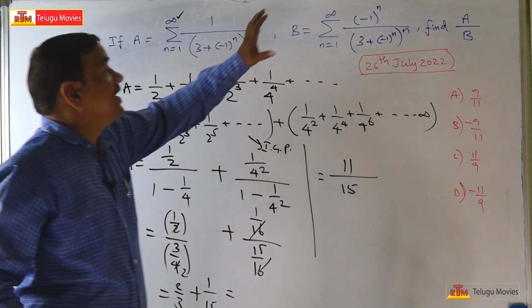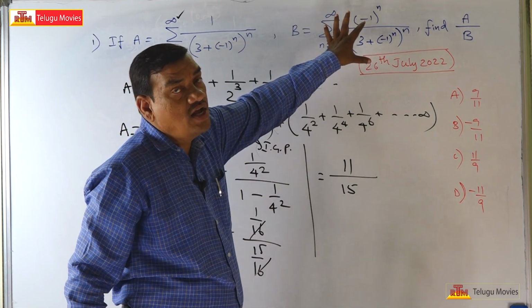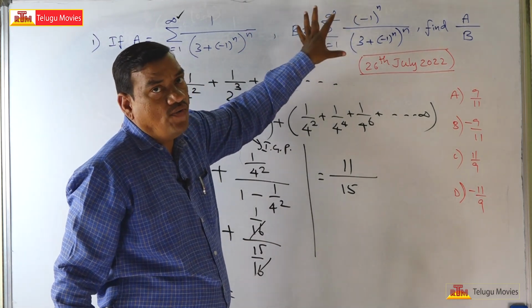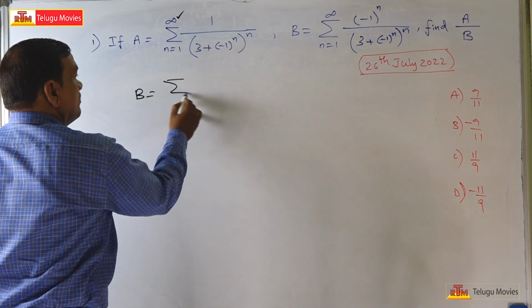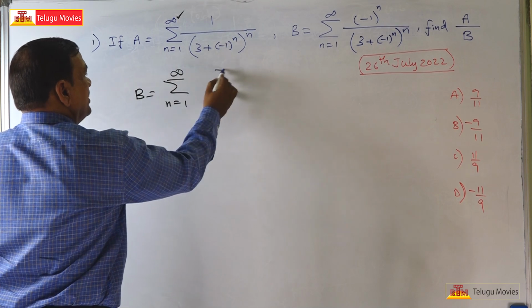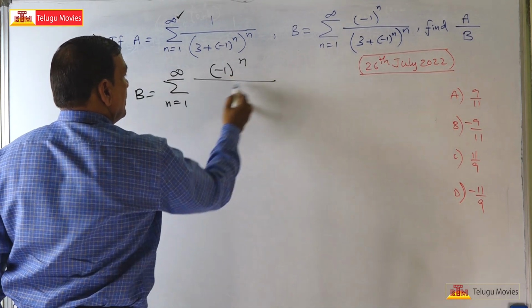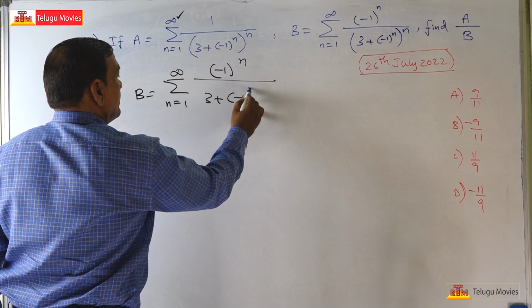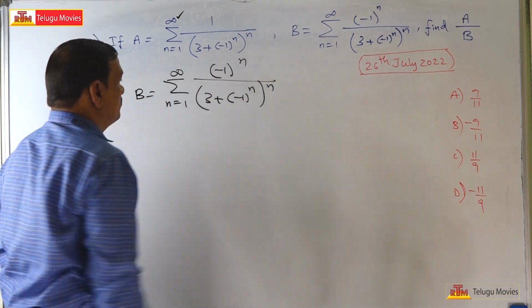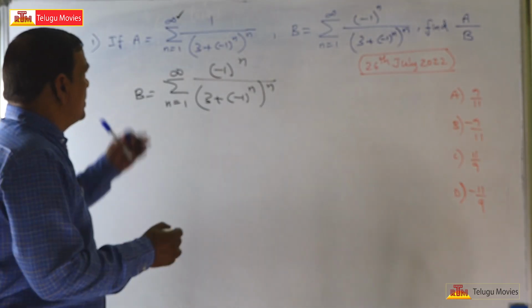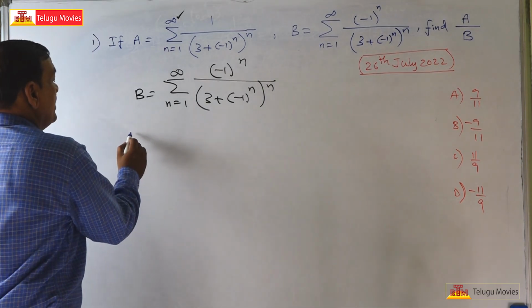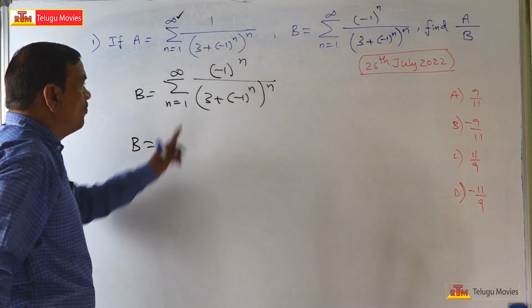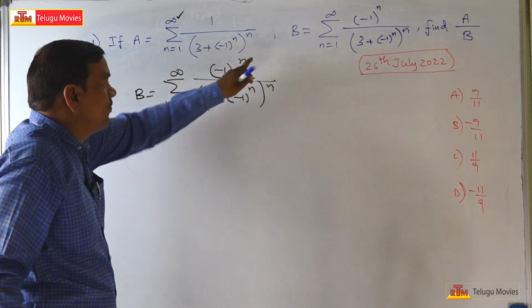Like that, find the value of B also. Okay. So, I am now finding the value of B. Now, take B. So, B is equal to sigma n runs from 1 to infinity, minus 1 whole power n by 3 plus minus 1 whole power n whole power n. Okay? Same just like A. How we are doing A, do this also. Put B is equal to, first you put 1. If you substitute 1, what happens here?